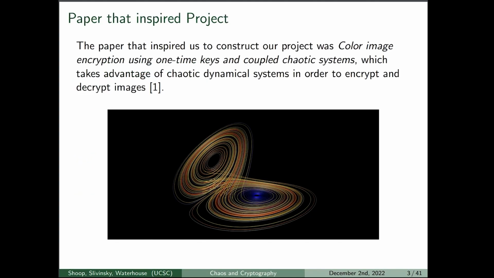The paper that inspired our project was a paper called Color Image Encryption Using One-Time Keys and Coupled Chaotic Systems. This paper used chaotic dynamical systems to encrypt and decrypt images in a way that was very robust to encryption attacks. We're going to implement a similar project, but leave out a lot of the robustness to encryption attacks.